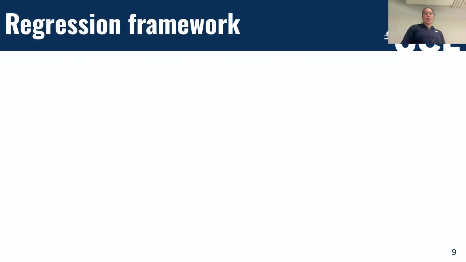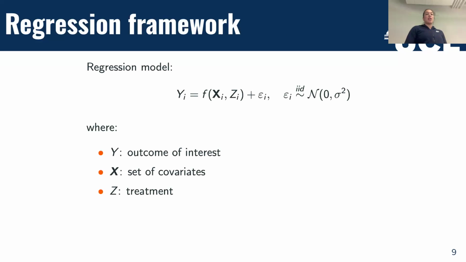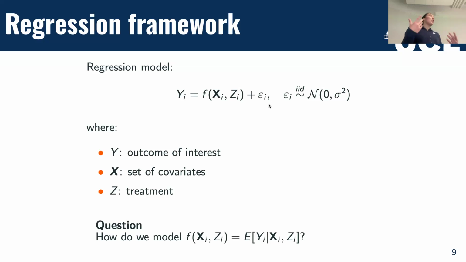in a moment as well. So now that we've covered the assumptions and what our goal is, let's take a look at the regression model. We say that we have our outcome of interest, a function of the set of covariates and the treatment, and some errors. So the question now is, how do we model this function, which is essentially the expectation of the outcome given the characteristics, so the set of covariates and the treatment.